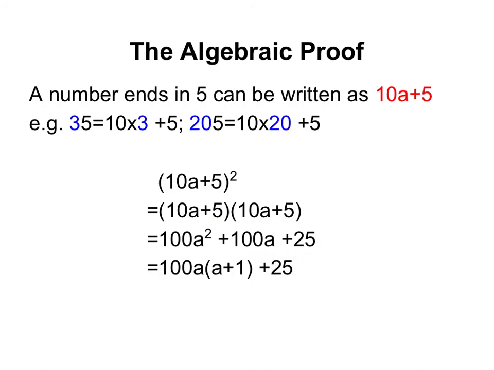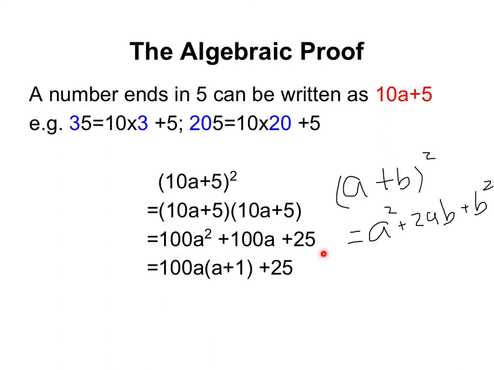This may remind you of something that you have seen before. (a plus b) all squared is a squared plus 2ab plus b squared. Now this a is not the same a that we are talking about. It's more like a general variable. So after the expansion, this is what we get.